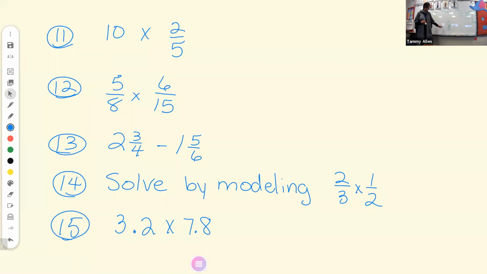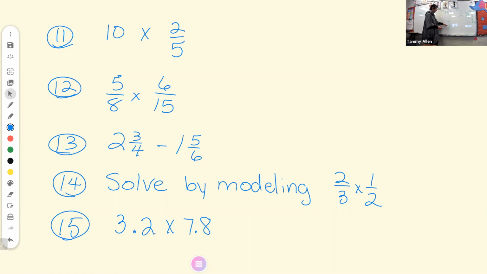And number 15. Do we put the decimal point in here? No. And in the end, is the decimal point here? No. How many places is it to the right of the decimal point here? 1 and 1 for a total of 2. We would move it over 2.